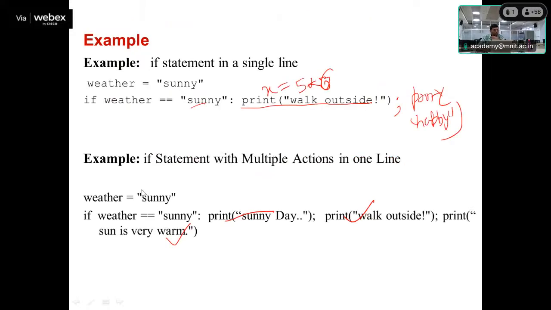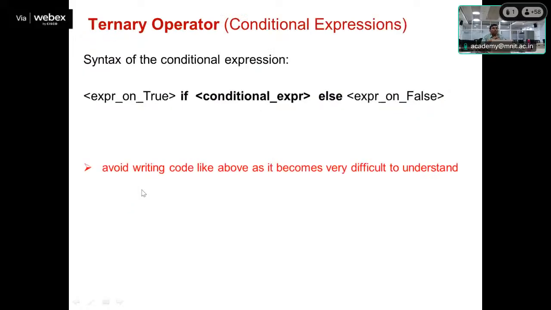Now another statement for taking a decision is the ternary operator. Why is it called the ternary operator? Because we are required to take three operands. Ternary means three operands are required. What is the syntax of this statement? Expression on true. It means this is a statement which is going to take place on the true condition.